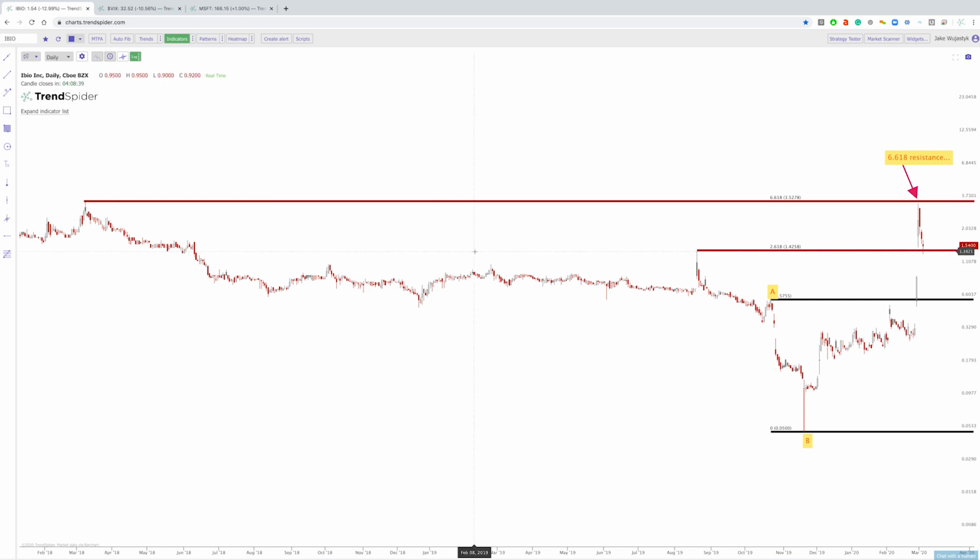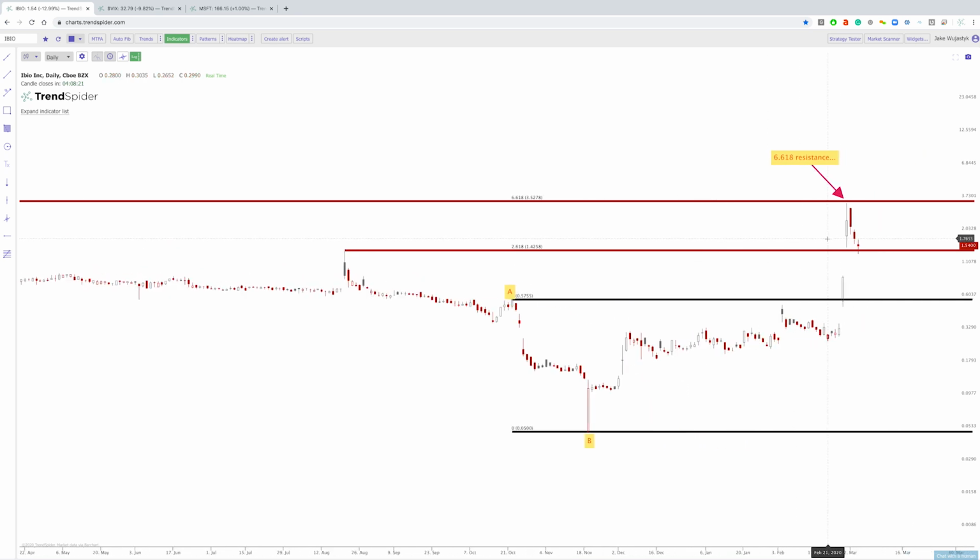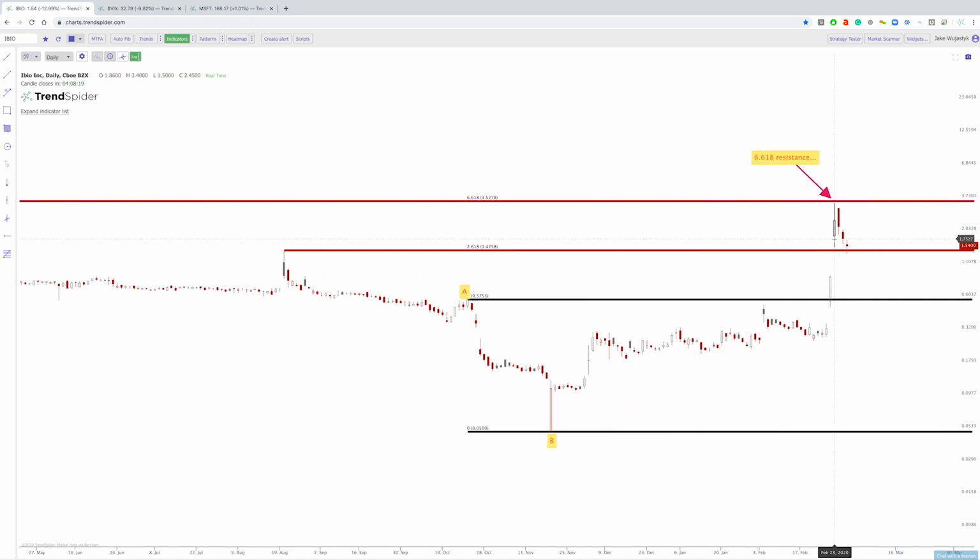One thing that I like to do is look for these areas of confluence between an extension and a previous level of support or resistance, because at that point you're getting not just someone who's trading fibs, you're also getting someone who's just trading basic horizontal support and resistance levels. And then you can see what happens. You've got supply that comes in because everyone's saying, oh man, this is hitting really high resistance.